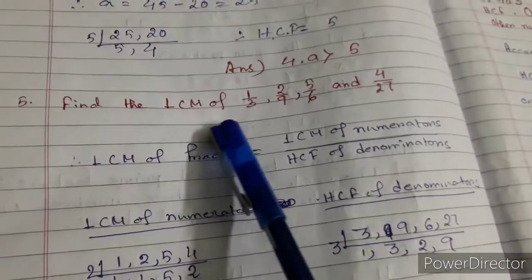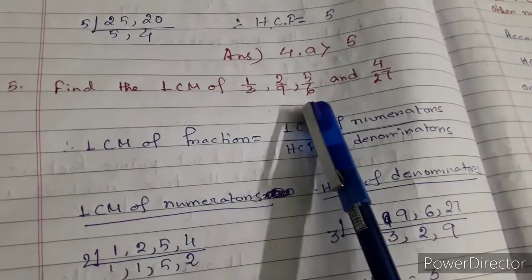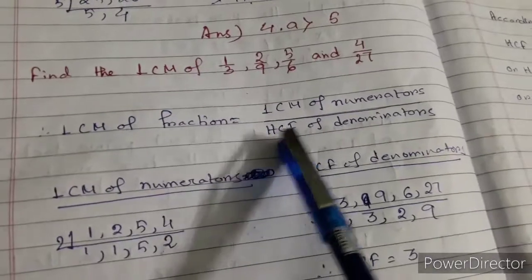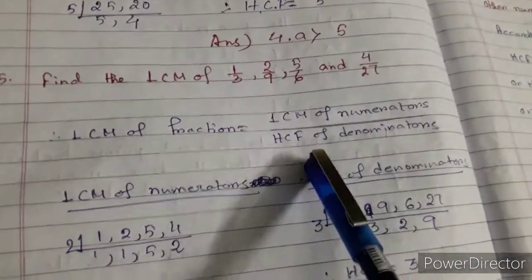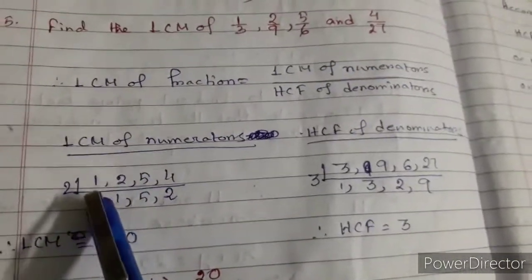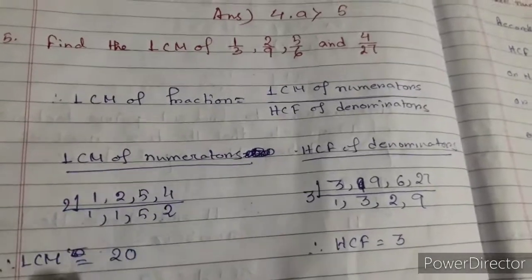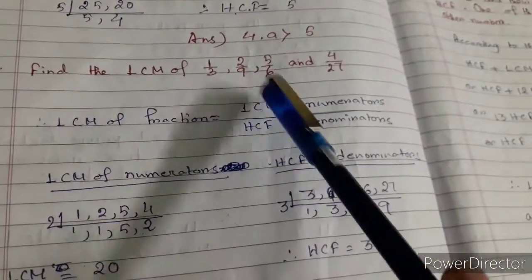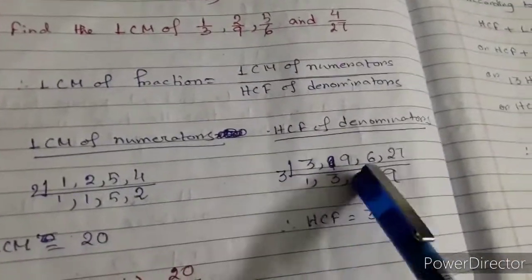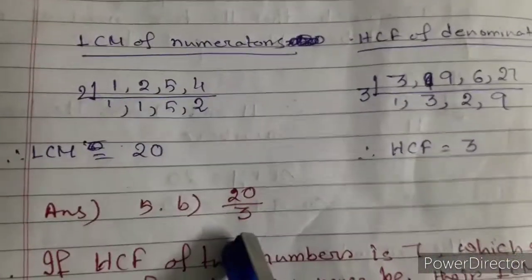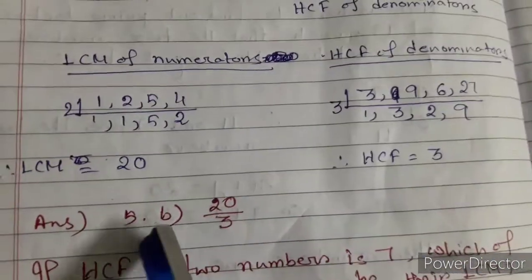Now 5. Find the LCM of 1 by 3, 2 by 9, 5 by 6 and 4 by 27. You have to put the formula. LCM of fractions equals LCM of numerators by HCF of denominators. So the LCM of the numerators 1, 2, 5, 4 is 20. The HCF of the denominators 3, 9, 6 and 27 is 3. So the number is 20 by 3. So 5B is the correct one.